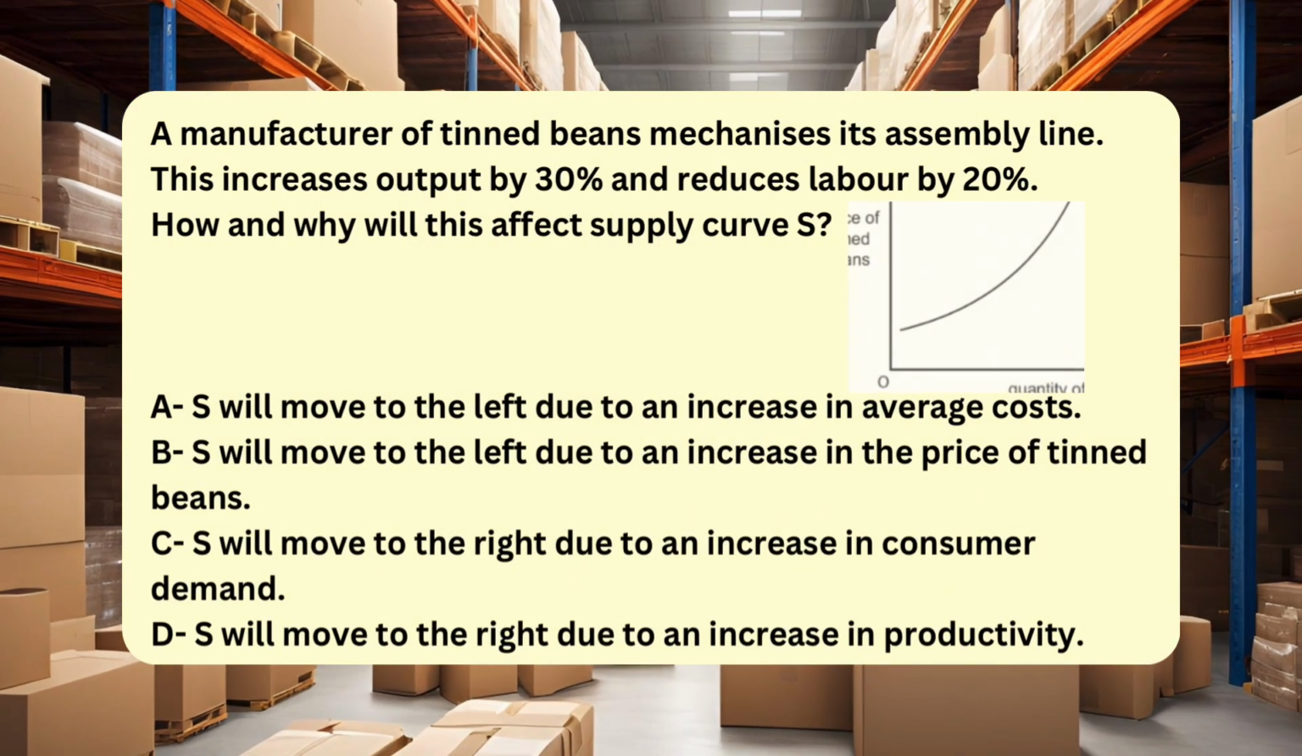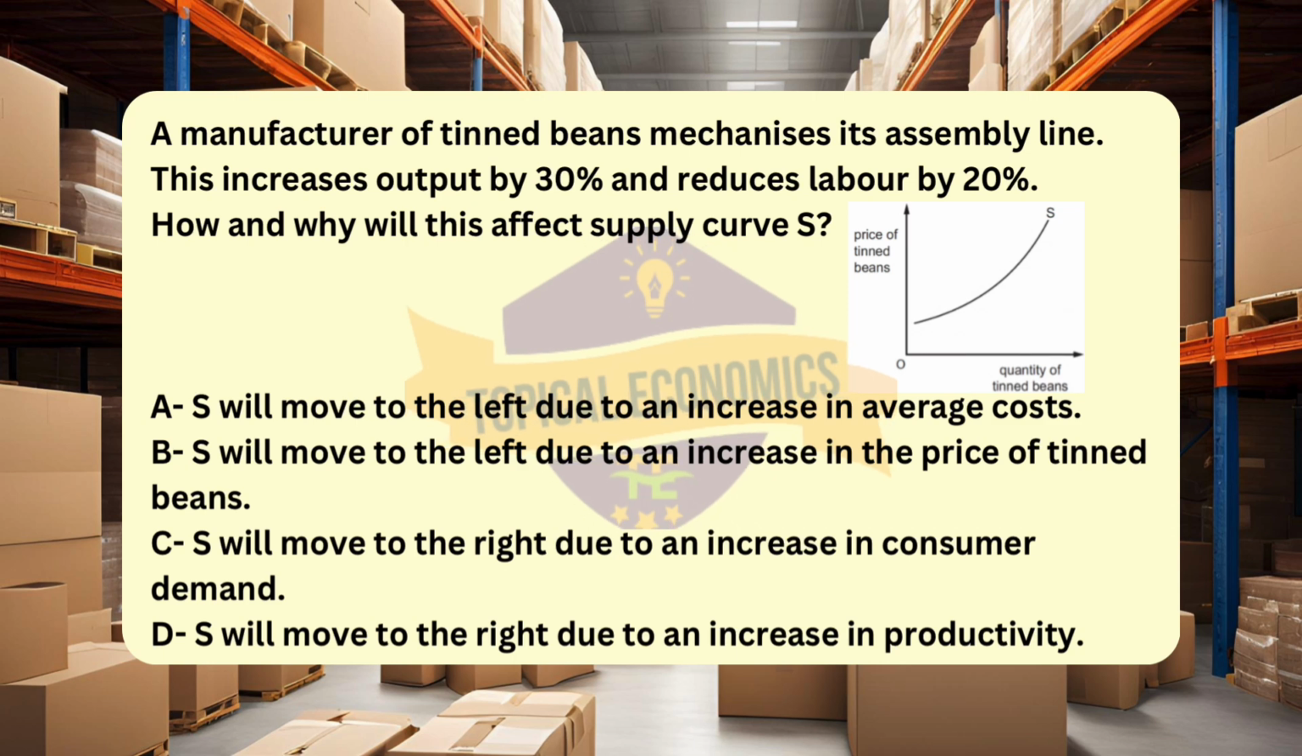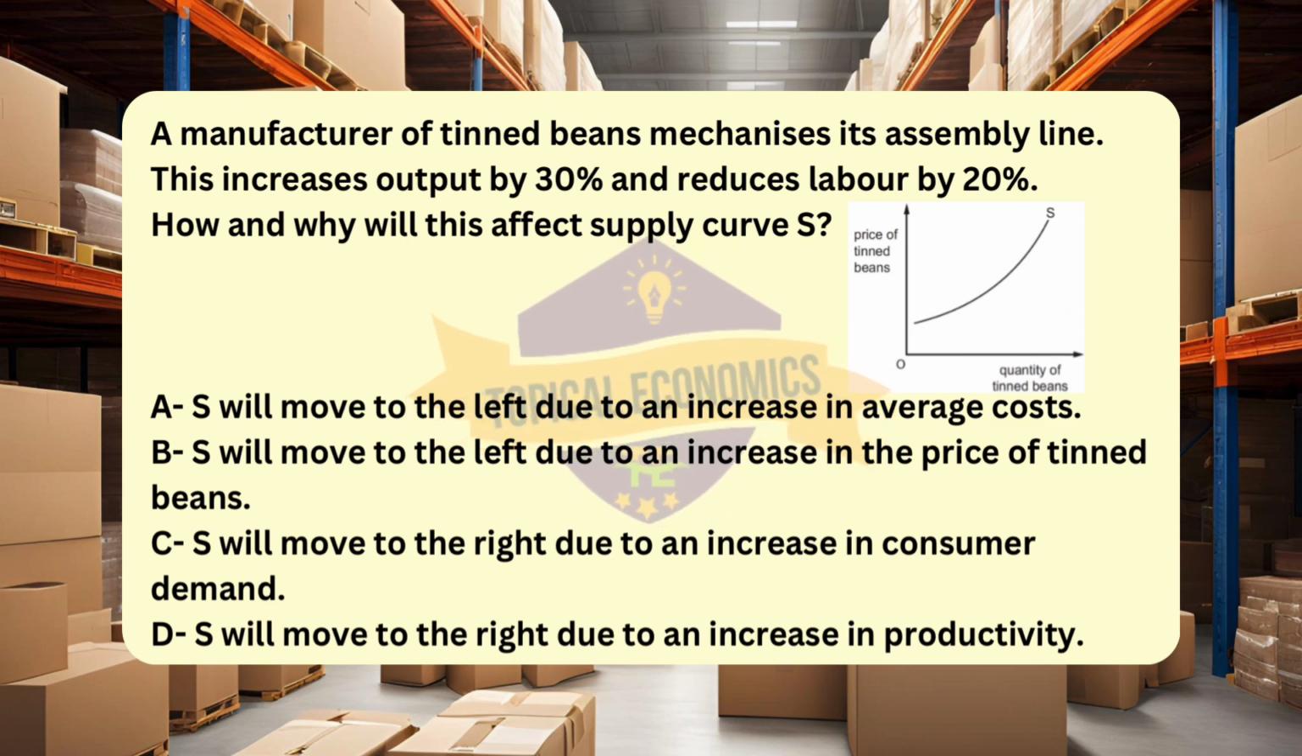A manufacturer of tinned beans mechanizes its assembly line. This increases output by 30% and reduces labor by 20%. How and why will this affect supply curve S? A. S will move to the left due to an increase in average costs. B. S will move to the left due to an increase in the price of tinned beans. C. S will move to the right due to an increase in consumer demand. D. S will move to the right due to an increase in productivity. Reference, 2022 May-June version 3. The correct answer for this question is option D.